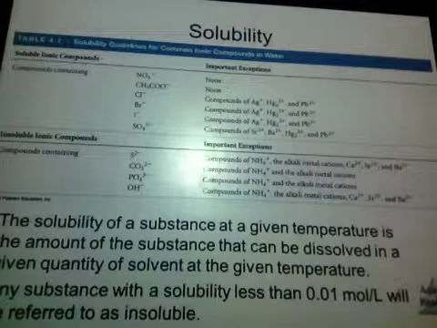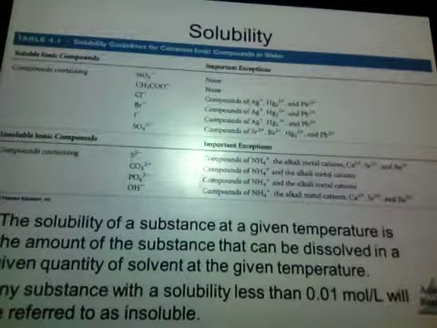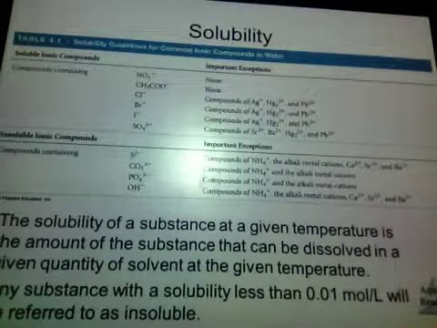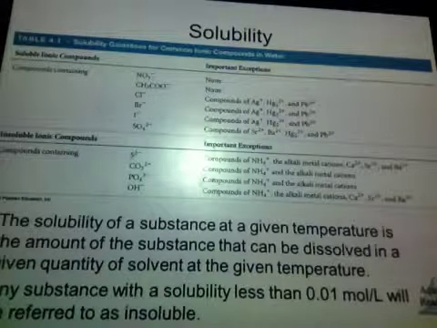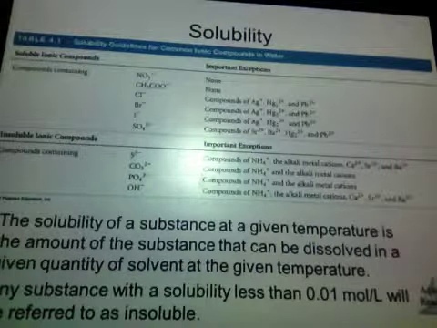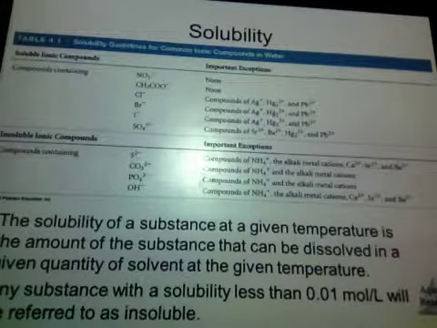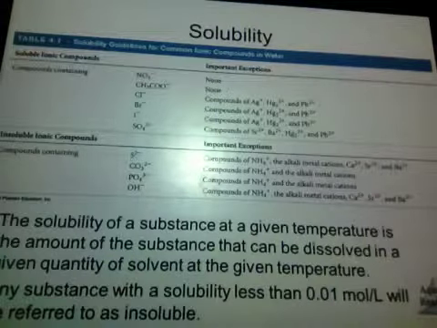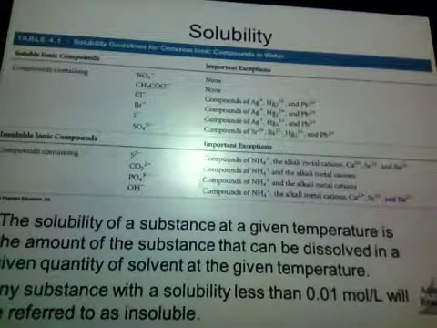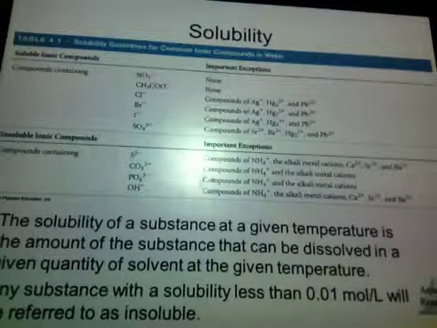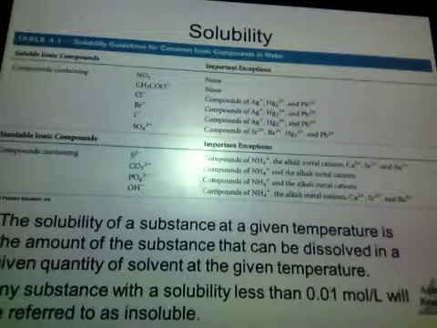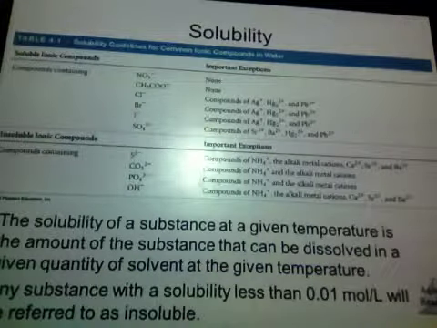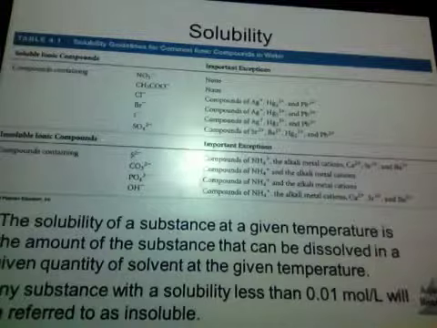So solubility is really just saying that at a certain temperature I can have a certain amount of substance dissolved in a certain amount of solvent. Any substance with a solubility of less than 0.01 moles per liter is something that we would refer to as insoluble. So you may have been asking, how do we determine what would be considered insoluble versus what would be considered soluble? So there is a cutoff. Any substance, again, that has a solubility of less than 0.01 moles per liter is just referred to as insoluble.